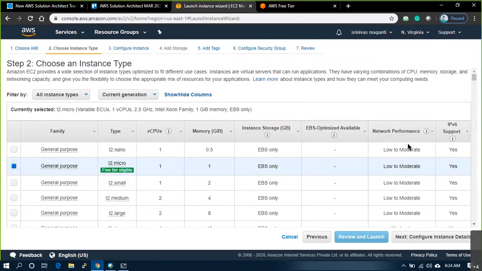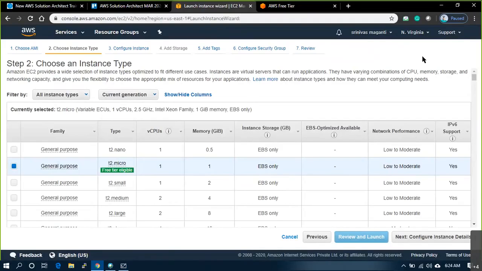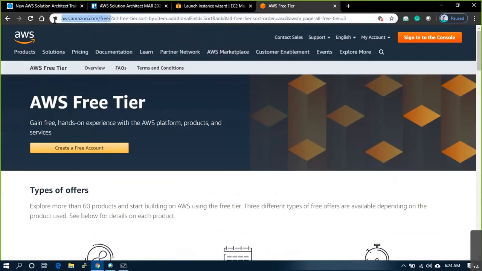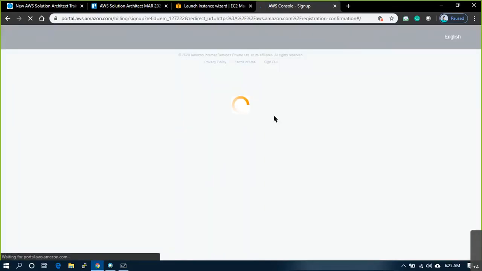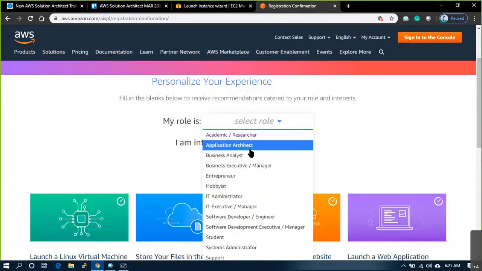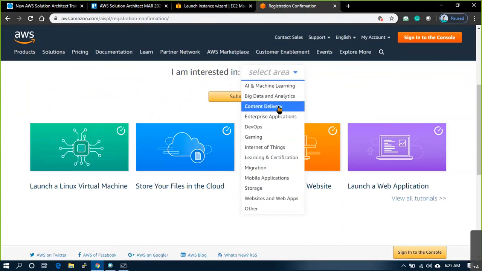Right, back to our topic. How to access the portal? You need to enroll yourself at aws.amazon.com, free subscription, create an account. It's more like creating your Gmail account, so I'm not going to explain in detail. Just fill in these details.